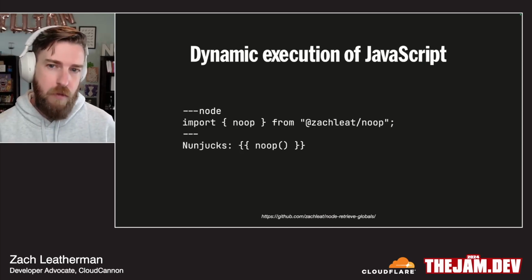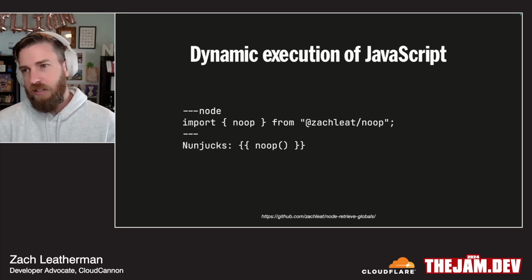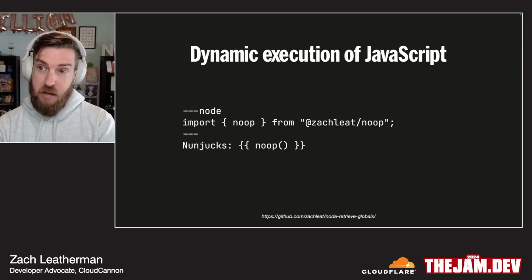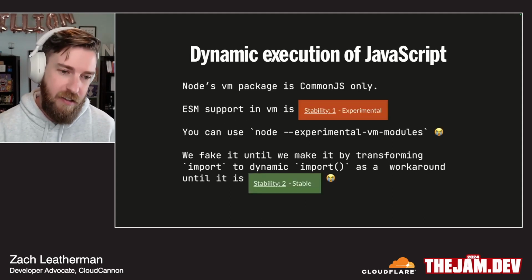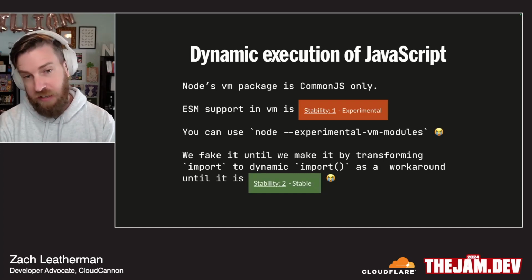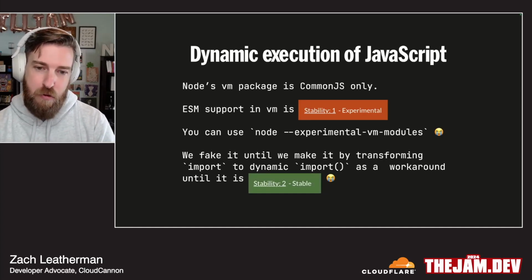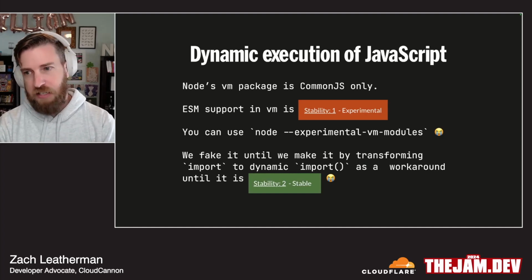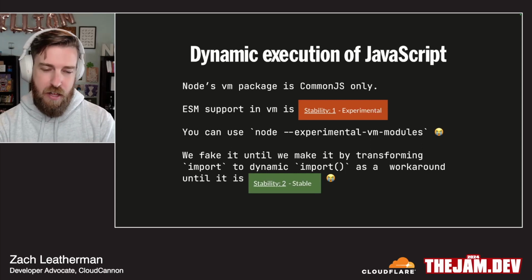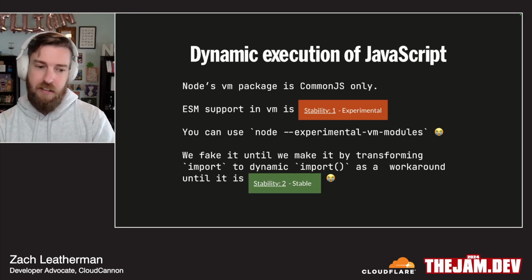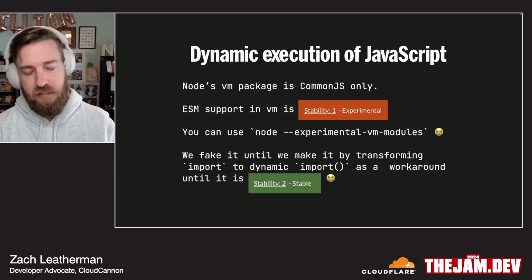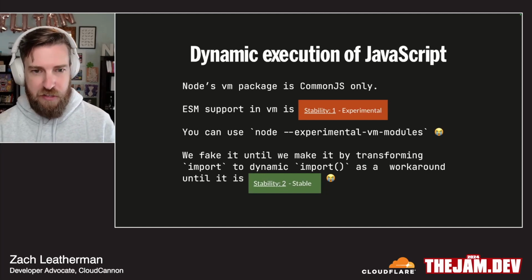The problem is that Node's VM module that we use to dynamically execute script is CommonJS. And that is a big problem when you try to do imports, right? You can't do imports. You could emulate with require, and we can make that work without a problem. But Node's VM package is really only CommonJS, and ESM support in that is experimental. Now you can opt into making this work with experimental VM modules. But what we do is we fake it by changing your imports to dynamic imports behind the scenes. And we'll keep using that until the VM ESM support is stable. So yeah, we gotta fake it till we make it.